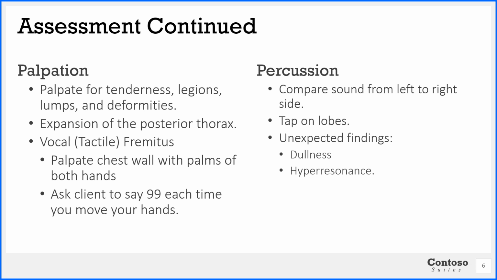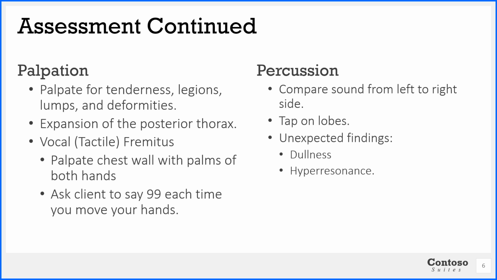Vocal or tactile fremitus. What you want to do is palpate the chest wall with the palms of both hands. Put your palms on the chest wall and ask the patient to say 99. Each time, you're going to move your hands down. 99, 99, 99, 99. And you'll be able to feel that.